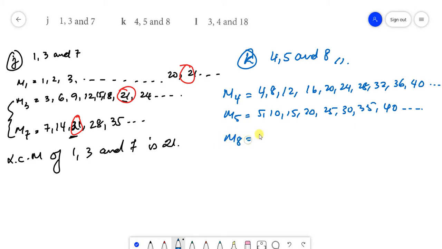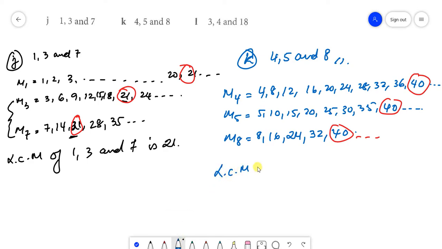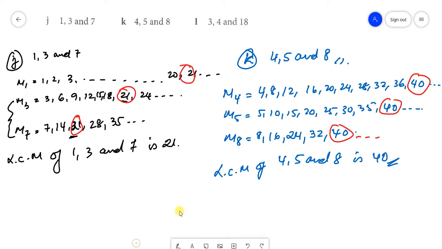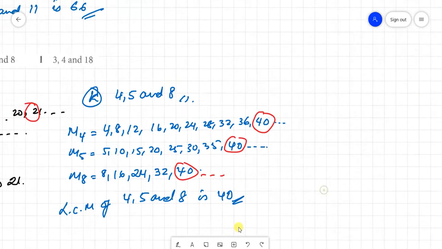We have M8. 8 1s are 8, 8 2s are 16, 8 3s are 24, 8 4s are 32, 8 5s are 40. So here we have the lowest common multiple, 40, 40, and 40. So we can write LCM of 4, 5, and 8 is 40. So, okay, next question.